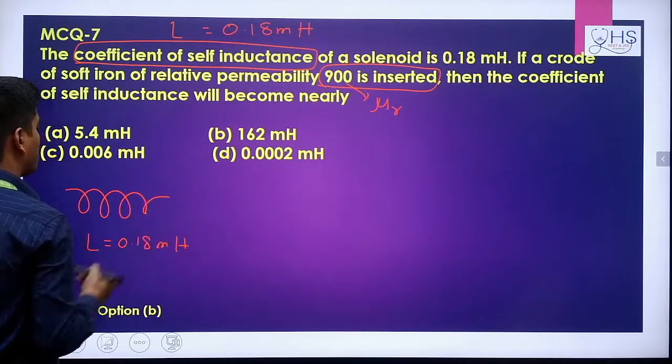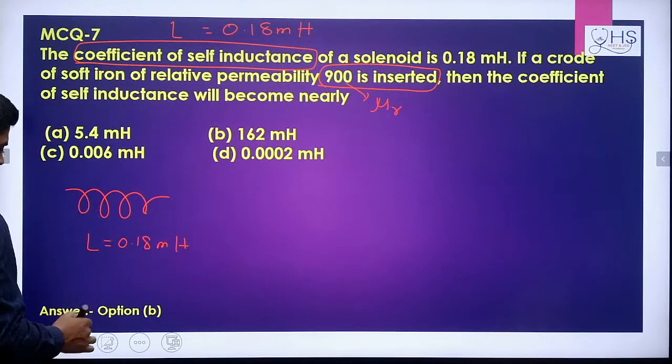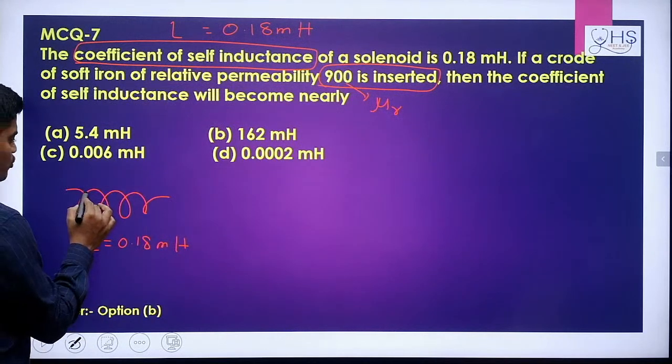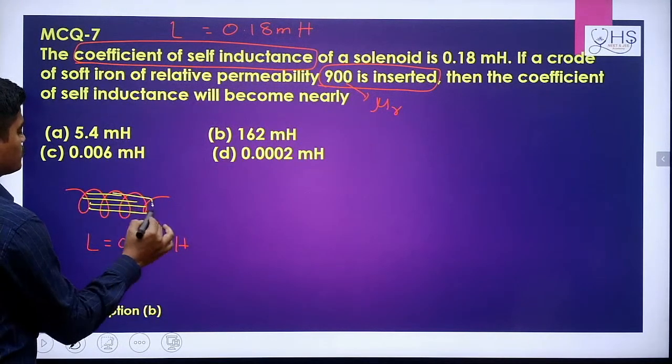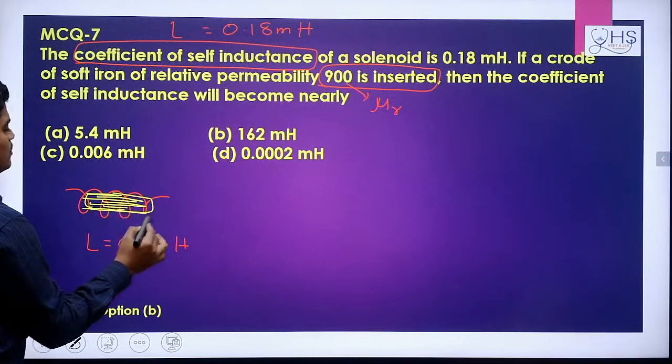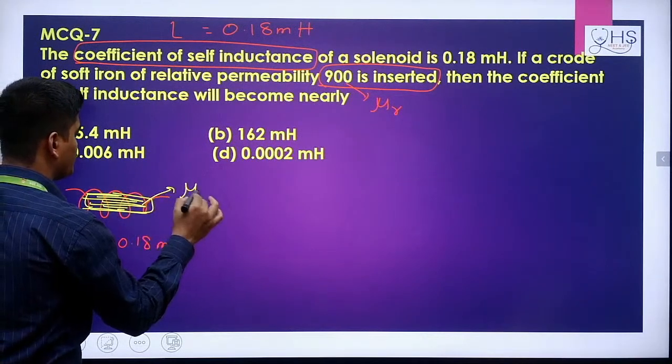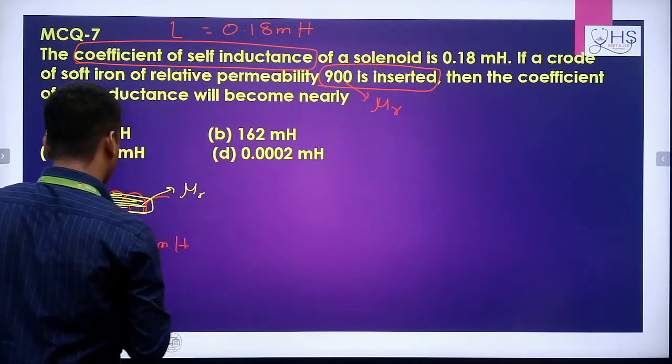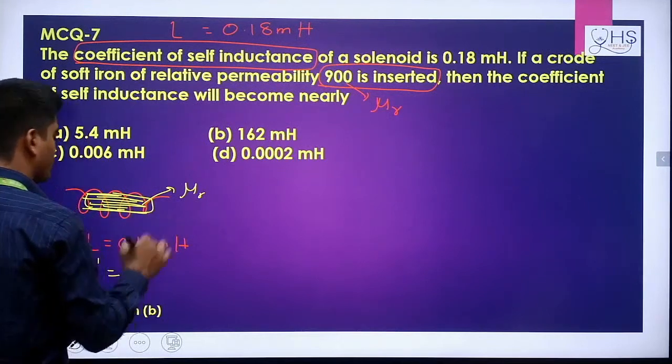Now inside this, I am putting some type of material. This material's permeability is mu r. If I keep that one, then what is my L prime?